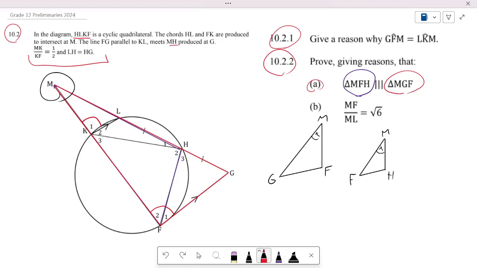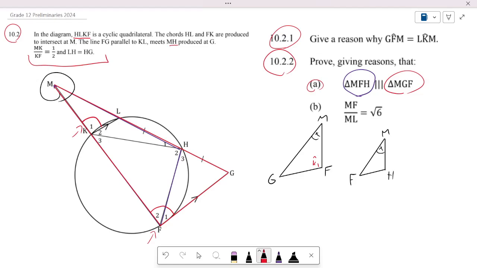So let's look at this, right? We have K1, which is equal to MFG, right? We have actually proven that. So what we can actually see is that we're going to have MFG, which is equal to K1. I'm just going to write that here for now. MFG equals K1.